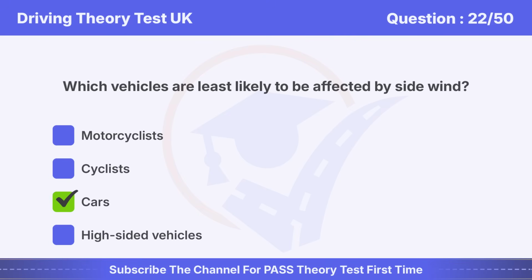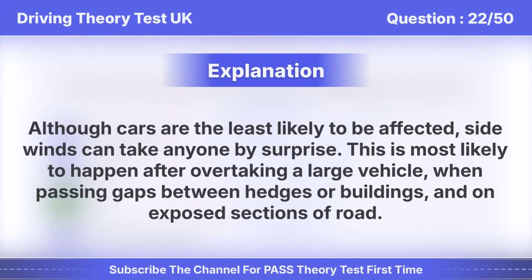Answer is C. Cars. Although cars are the least likely to be affected, side winds can take anyone by surprise. This is most likely to happen after overtaking a large vehicle, when passing gaps between hedges or buildings, and on exposed sections of road.